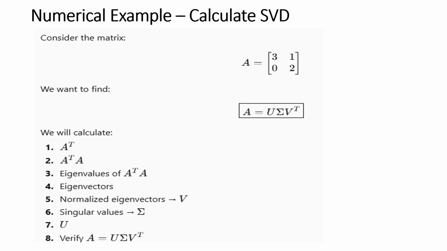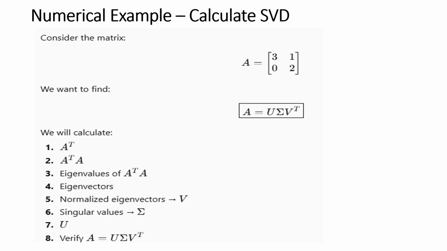We will find the SVD of a matrix by decomposing it into three different matrices: U, sigma, and V raised to t, where V raised to t is the right singular matrix, sigma is the singular values vector, and U is the left singular vectors, right? So let us see how we are going to do this.